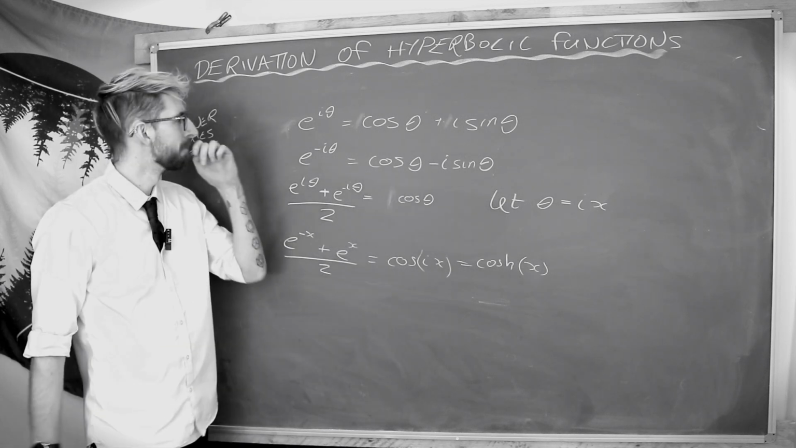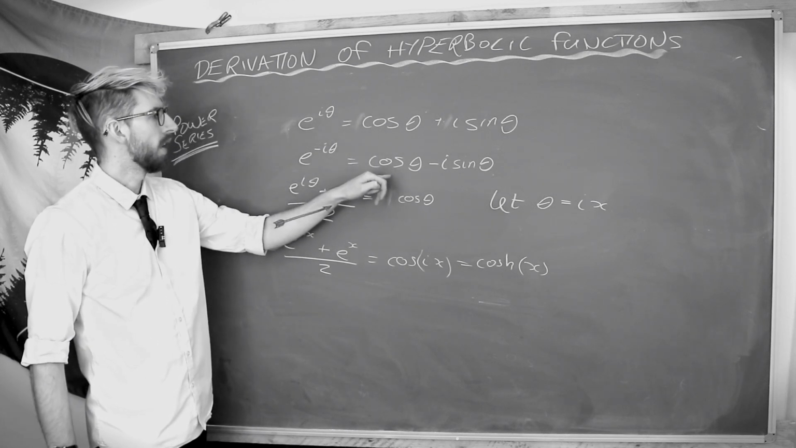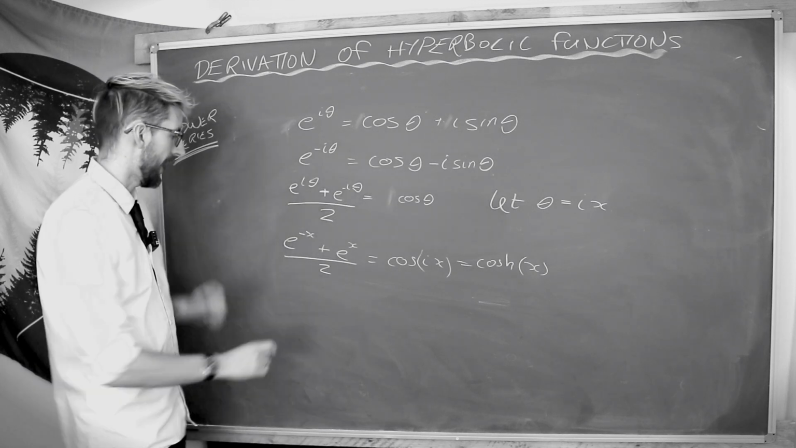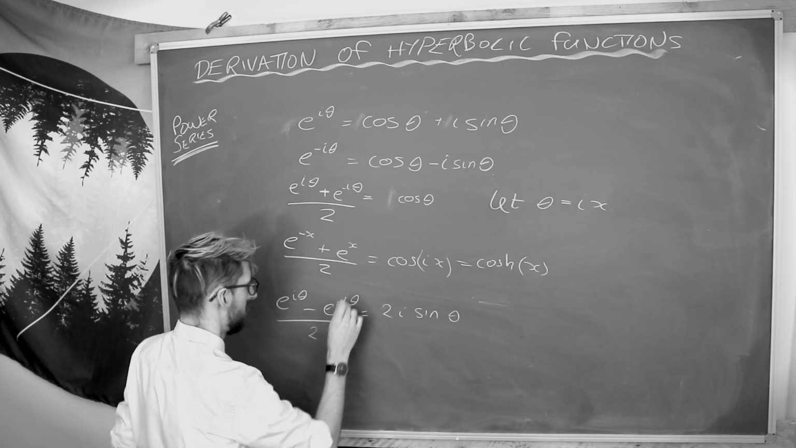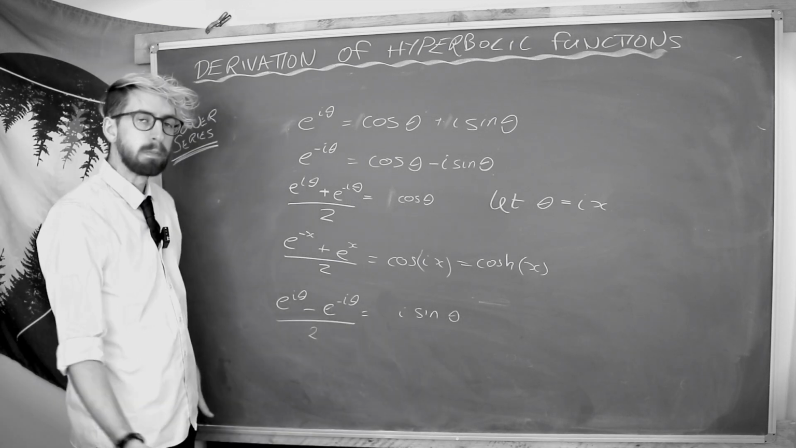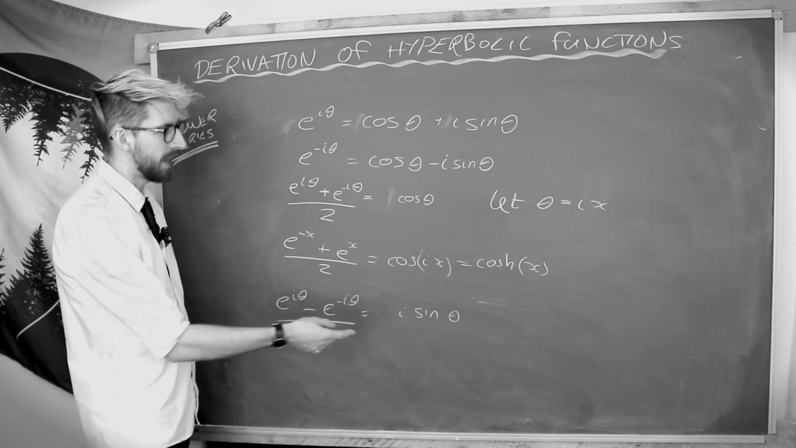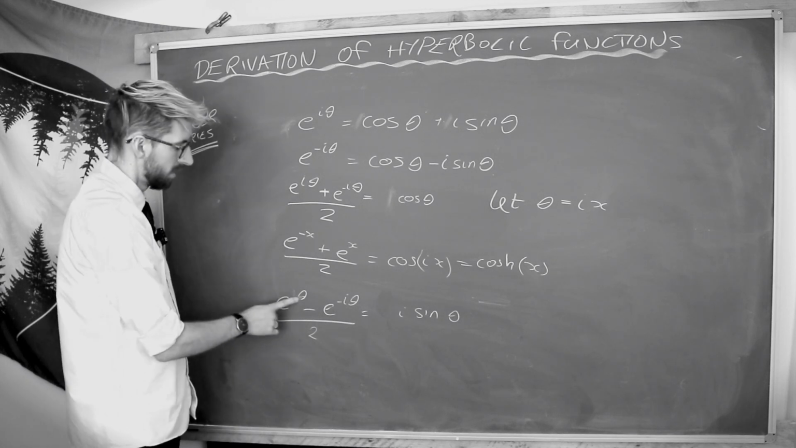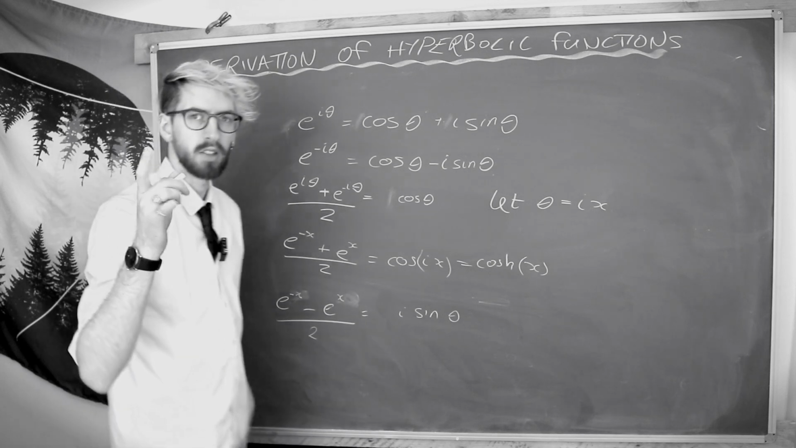But what about the sine? Okay. Well, there we added them. How about we do that one minus that one? So then we'll get... we might have to fudge this last bit. But we're going to do the same again. Let theta equal ix. So we're going to swap this. This is going to become a... the signs are wrong.